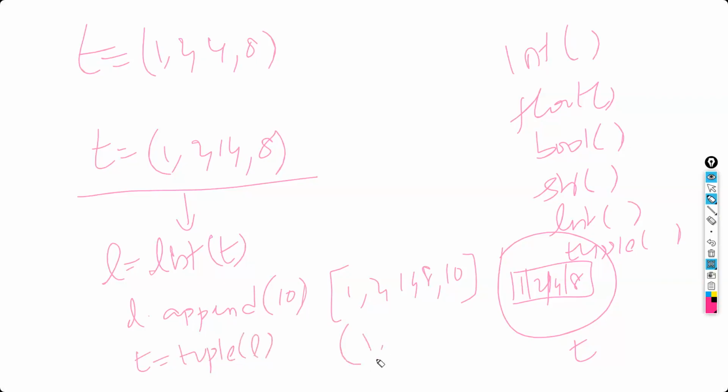Again it is converted: 1, 2, 14, 8, 10. And now what is the T? Print T, this one. So finally you added. Now, are you adding in the same object or by creating a new object?